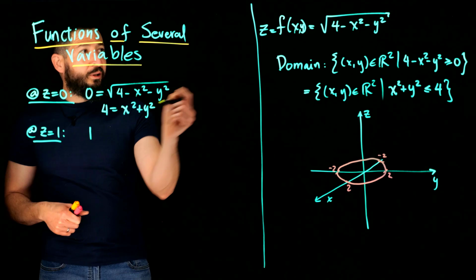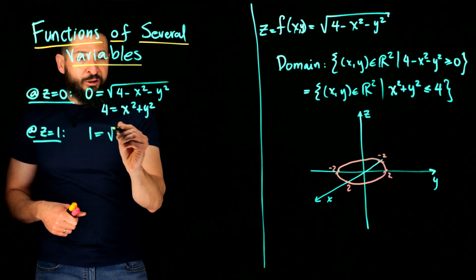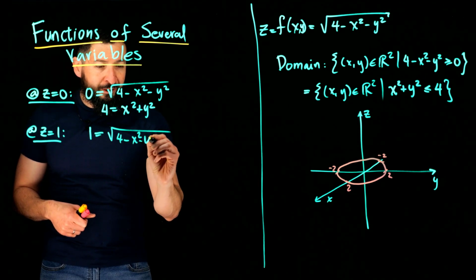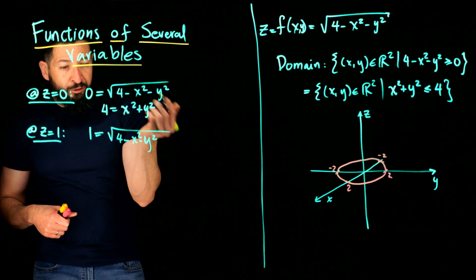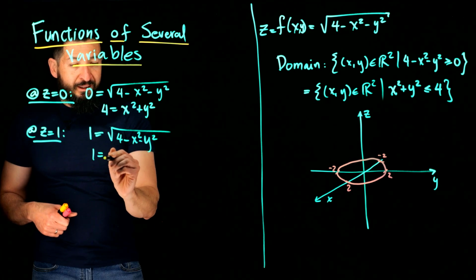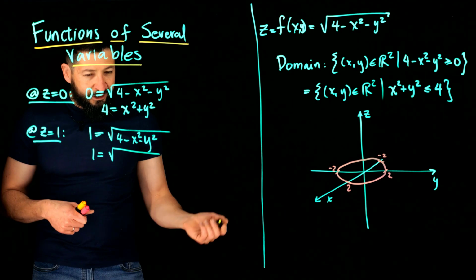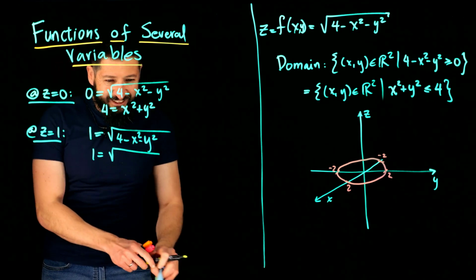So if z is equal to 1, I plug 1 there, and I put the square root of 4 minus x squared minus y squared. Don't change your signs. You square on both sides, you get 1 is equal to, not square root, I squared it already. Let me erase that square root.